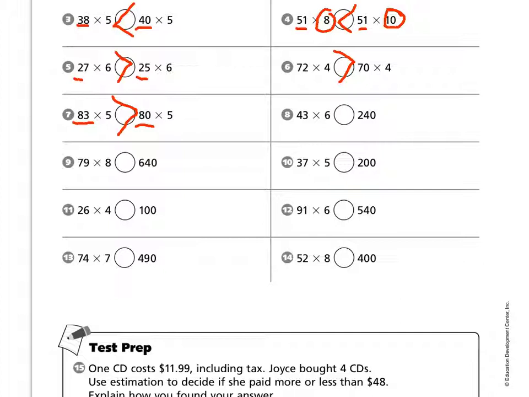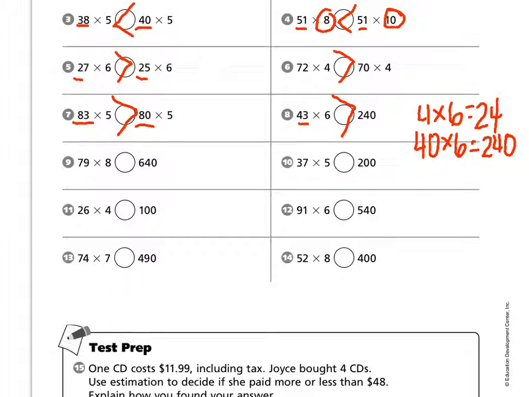43 times 6, or 240. Well, I know that 4 times 6 equals 24. So I know that 40 times 6 would equal 240, and I know that 43 is greater than 40, so 43 times 6 would be greater than 240.